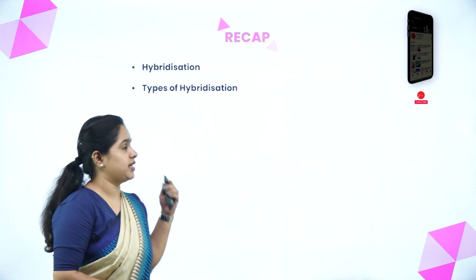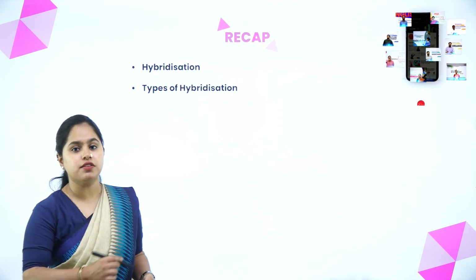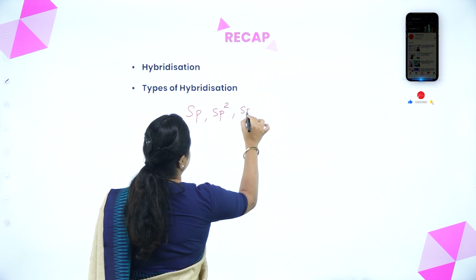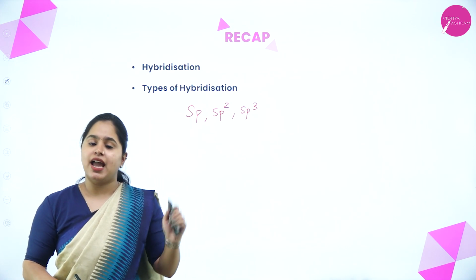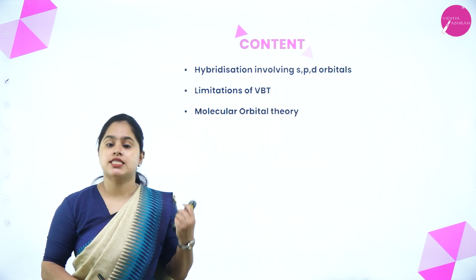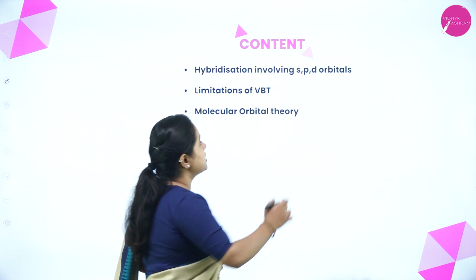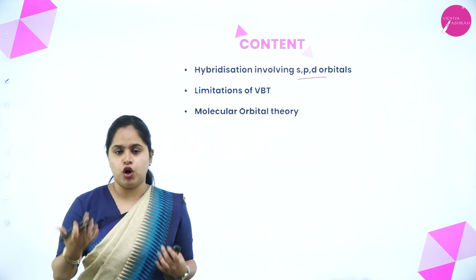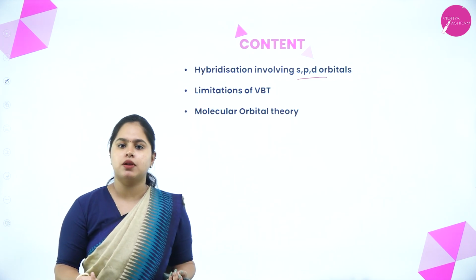We discussed hybridization and the different types of hybridization, right? In the last session, we discussed sp, sp2 and sp3 hybridization, the hybridization involving s and p orbitals. In today's session, we will be studying the hybridization of atomic orbitals involving s, p and d orbitals. If we move on to higher molecules, the atomic number also increases, so even d orbitals will be included.